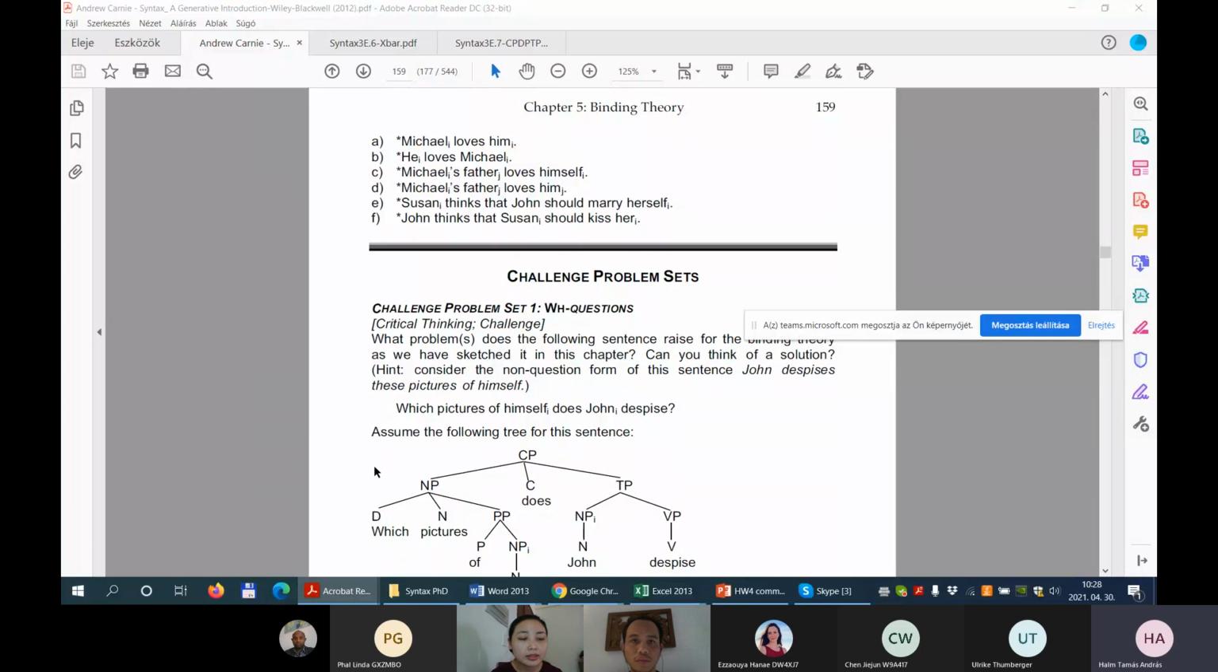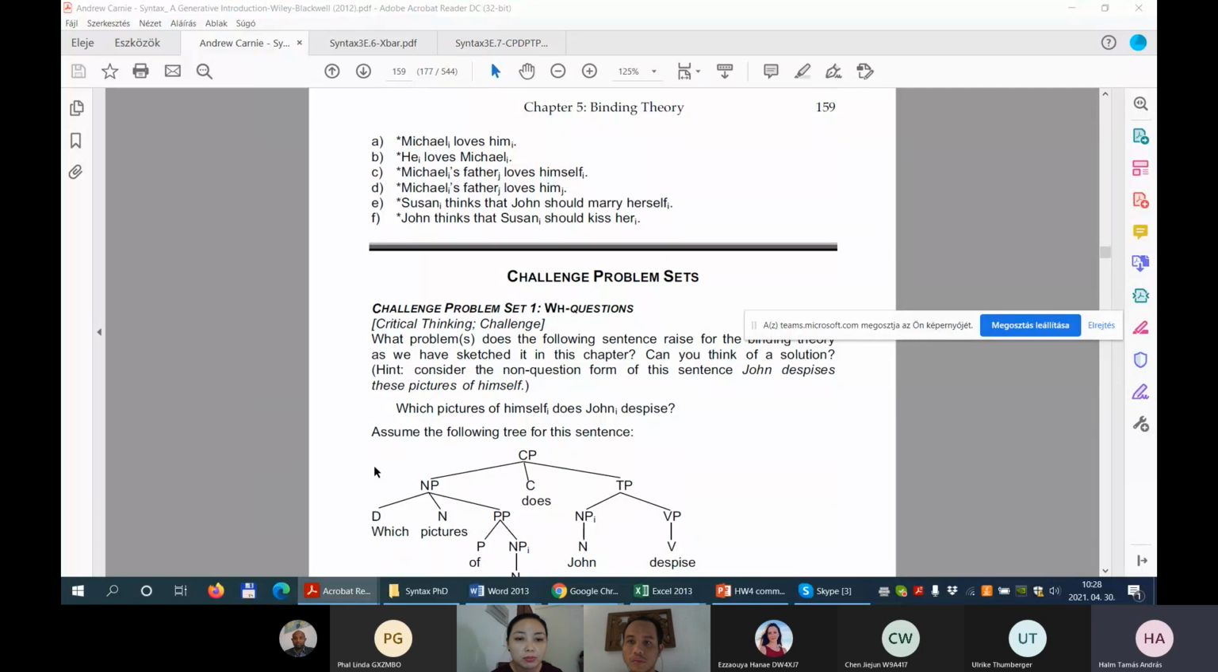In sentence F, the noun phrase causing the problem is the pronoun her. The noun phrase Susan and the pronoun her are in the same binding domain. Susan should kiss her, and the pronoun her is commanded by its binder, the noun phrase Susan. So this violates binding principle B.